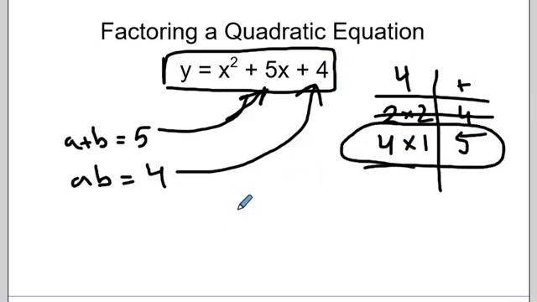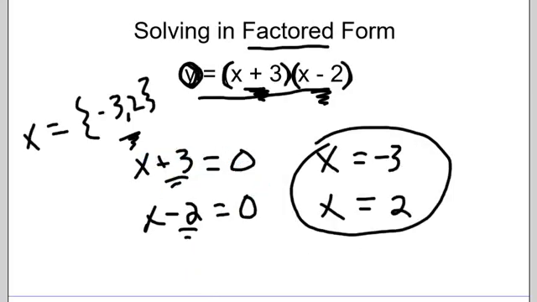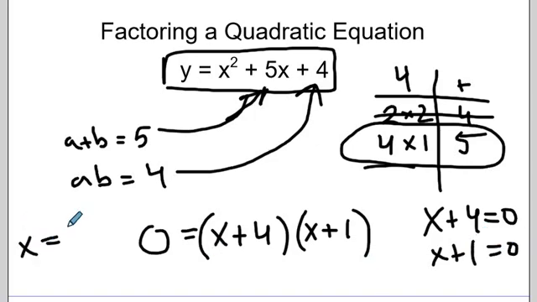Now what we're going to do with those numbers, as we get into more complicated quadratics, there's a little bit more, but for now we're actually just going to take those numbers and put them in the binomial form that we had earlier. x plus 4, x plus 1. Those are our two factors. We're going to set it equal to 0, and we're going to do the same thing we did on the previous slide. In case you don't remember, we set them both equal to 0, and then we solve. So x plus 4 equals 0, x plus 1 equals 0. Solve them both. Your solutions are going to be -4 and -1.